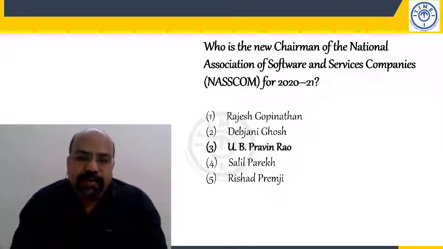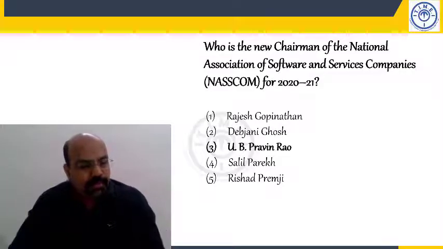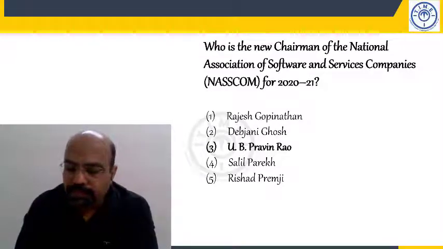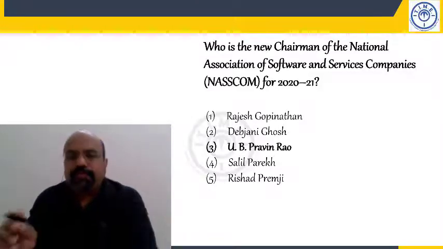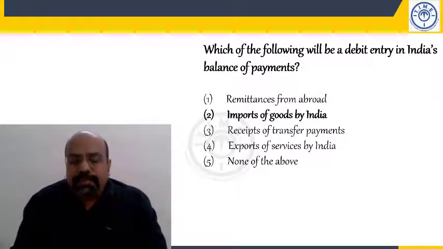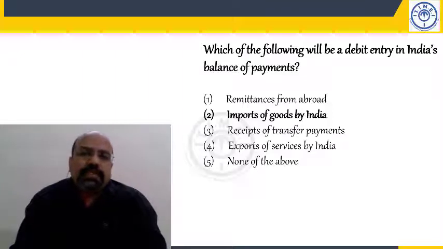I think that's a fairly good amount of stuff that we wrote about this. So from this question to the next. Which of the following will be a debit entry in India's balance of payments? We took notes on balance of payments in the past. So credit is what comes in, debit is what goes out, when the money goes out.